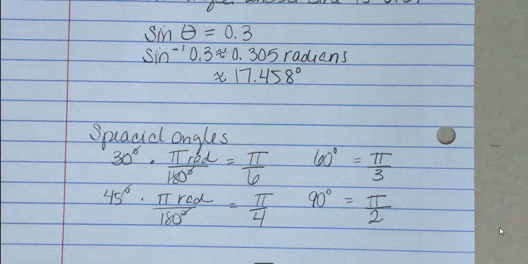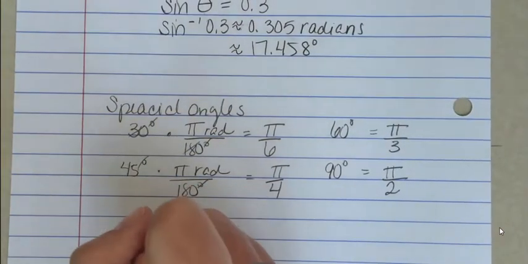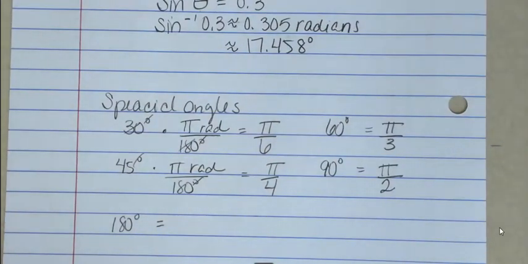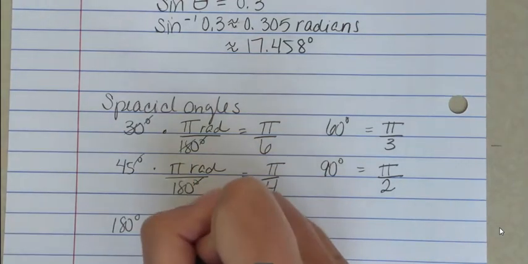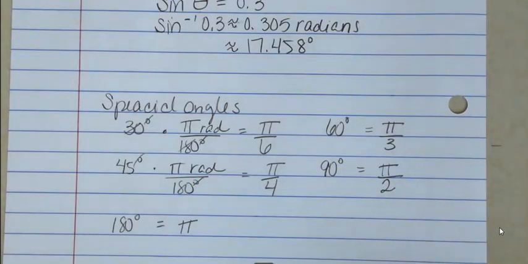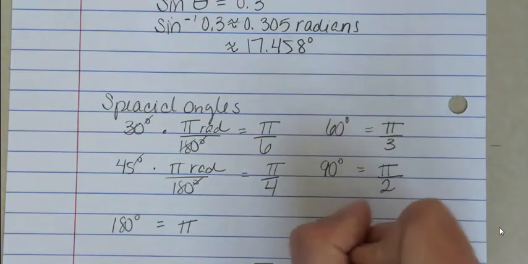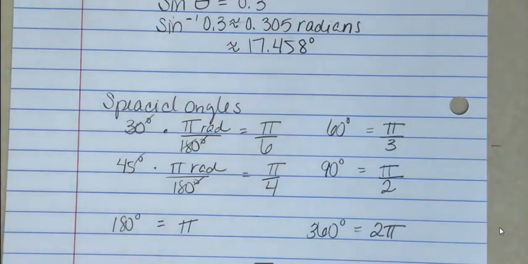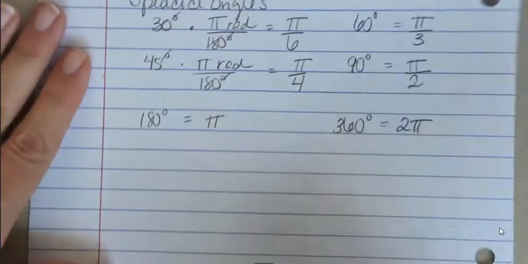And then 180 degrees, well, as we talked about, 360 degrees is 2 pi. So half of 2 pi is going to be pi. And then 360 degrees, as we just said, is 2 pi. Okay, so those are some of the important ones, and we're going to be working with those a lot. Which brings us to example 5, our last example.